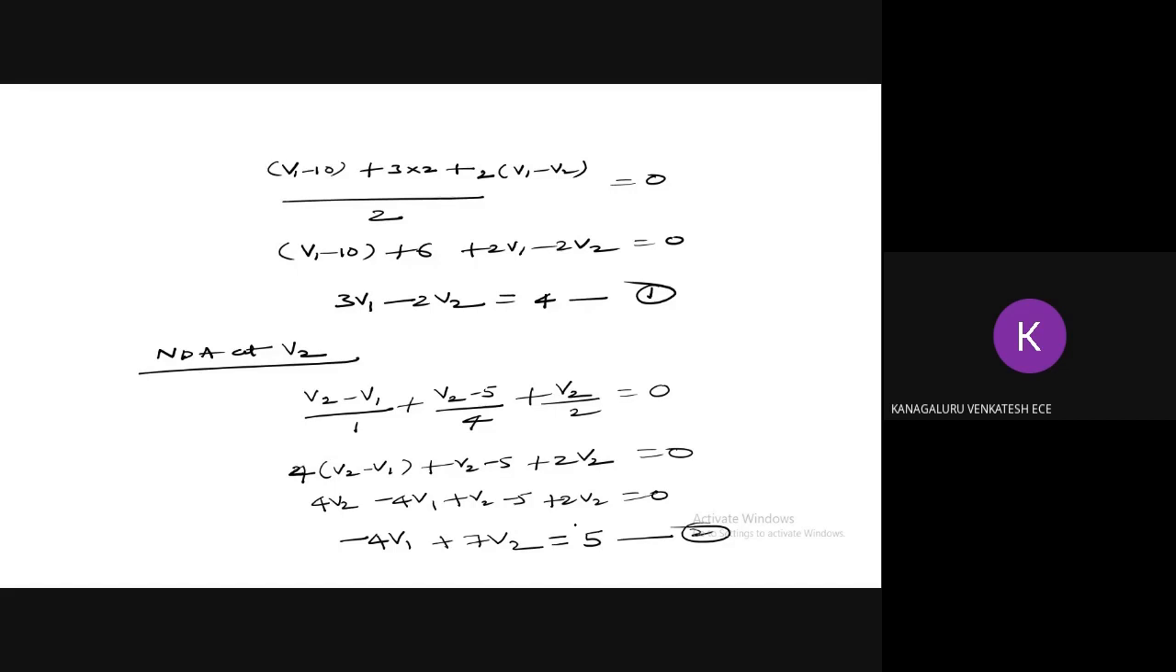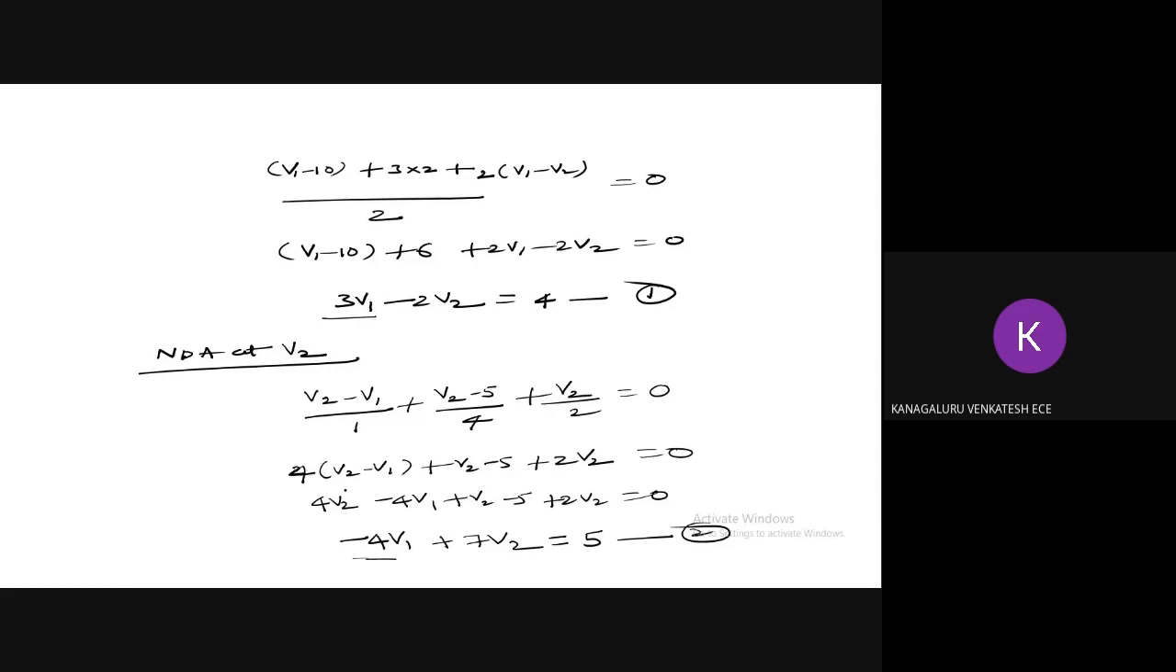Elimination method in the sense, suppose from equation 1 and 2, I decided to eliminate V1. Then what am I supposed to do? Look at equation 1. What is the magnitude of V1? Coefficient 3. Here, what is the magnitude of V1 in the second equation? Minus 4. So I want to make both equal. What can I do? Multiply equation 1 with 4 and then multiply equation 2 with 3.